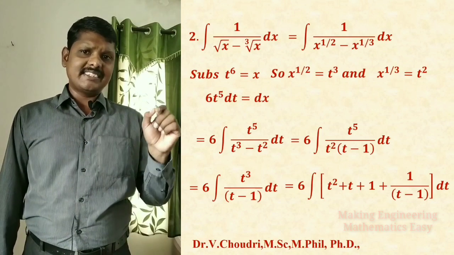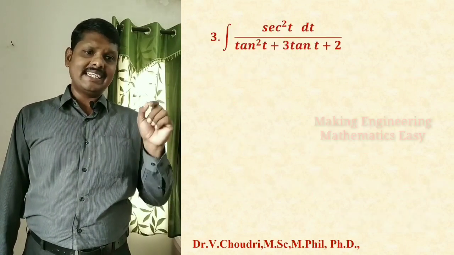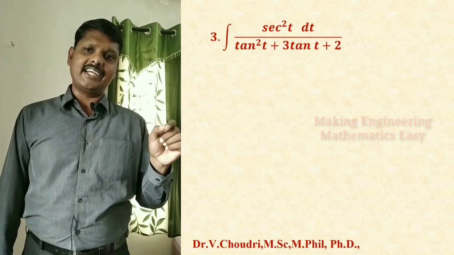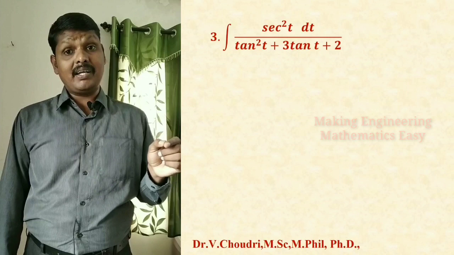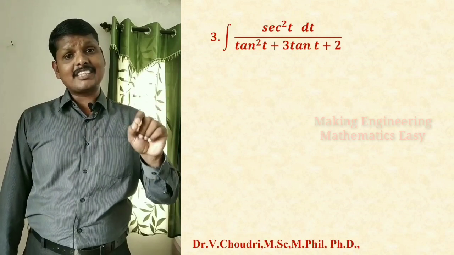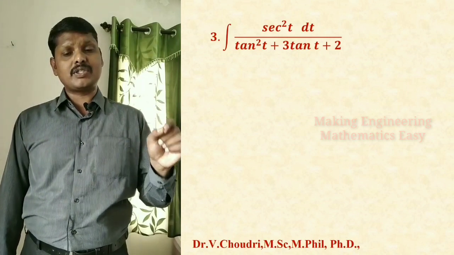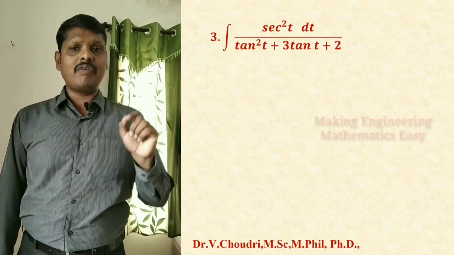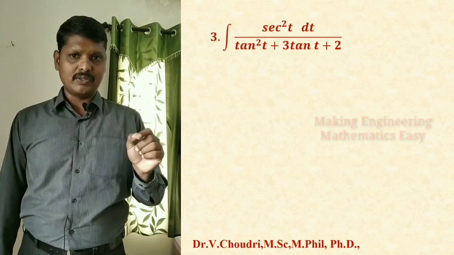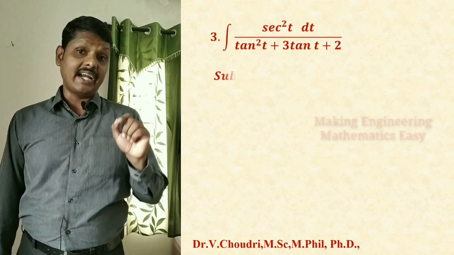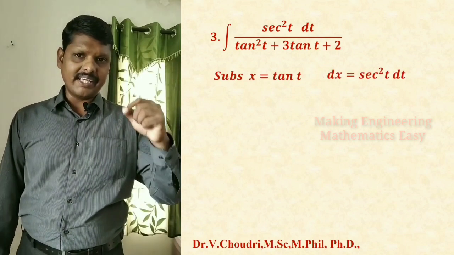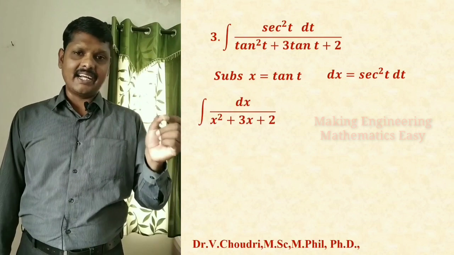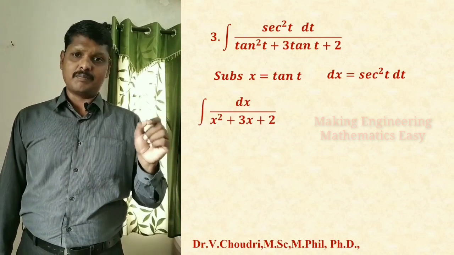Third one, integral secant square t dt divided by tan square t plus 3 into tan t plus 2. Clearly, direct method is not possible, but we have tan t, the corresponding differentiation secant square t also present in the integrand. So we may apply the substitution method. Choose x equal to tan t, dx equal to secant square t into dt. Therefore, the given integral becomes integral dx by x square plus 3x plus 2.